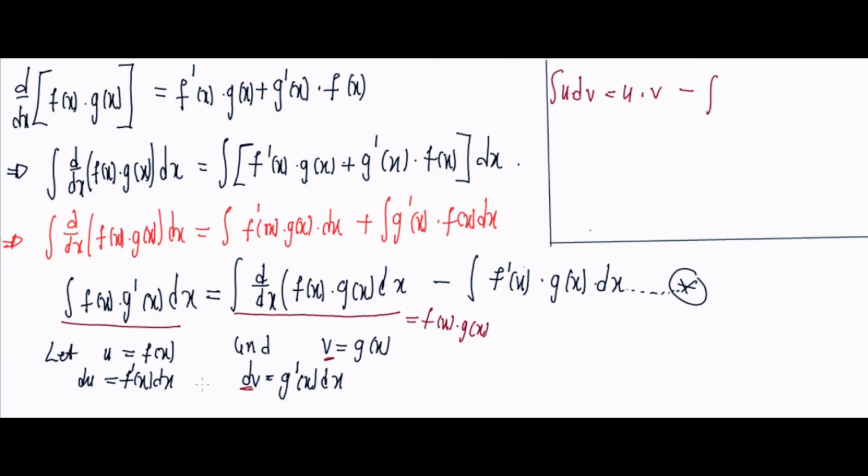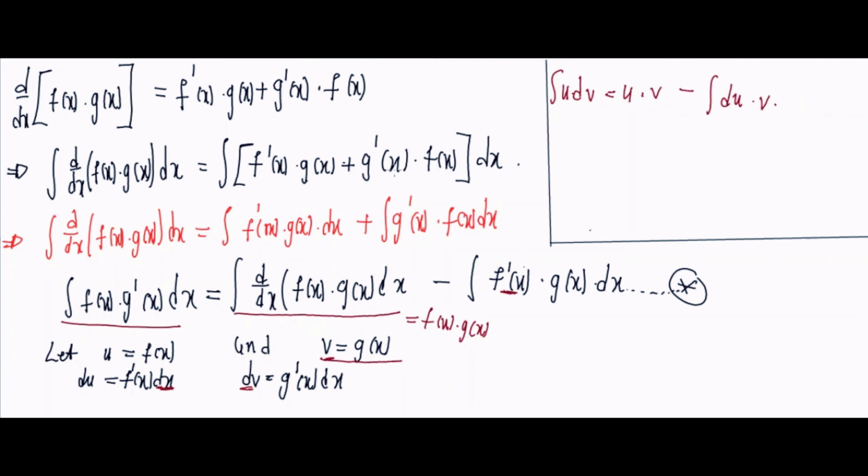f prime of x should be this one, which is here. So we're going to have du times what is g of x? It is v. dx.